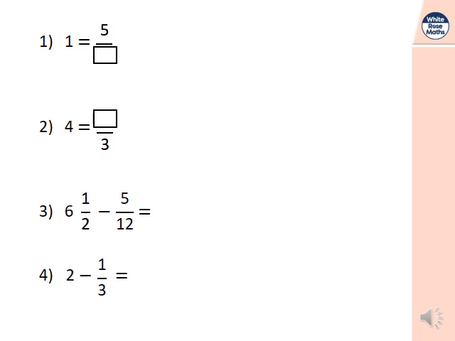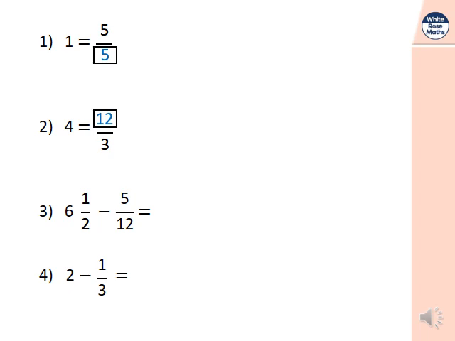Let's have a look at our answers. Question number 1. 1 whole is equal to 5/5. Question number 2. 4 wholes is equal to something thirds. Well, if it's thirds, then it's our 3 times table, and then we can multiply 3 by 4, so it would be 12 thirds.